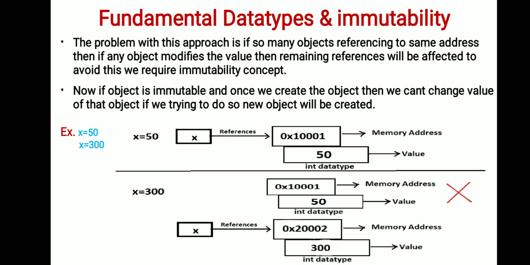So here also, when we execute x = 300, a new memory location 0x20002 with the value 300 will be created, and now x will point to that new memory location, and the previous memory location, that is 0x10001, will be garbage collected. What the garbage collector is and how it works, we'll see in upcoming videos.